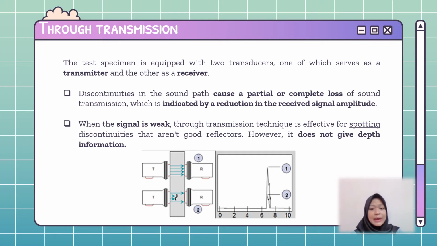Discontinuities in the sound path cause a partial or complete loss of sound transmission, which is indicated by a reduction in the received signal amplitude, as you can see in the diagram above. When the signal is weak, the through transmission technique is effective for spotting discontinuities that aren't good reflectors. However, it does not give depth information.